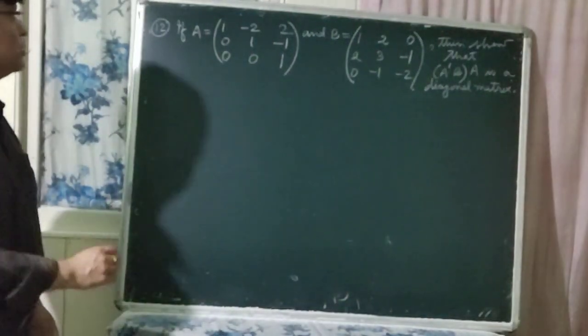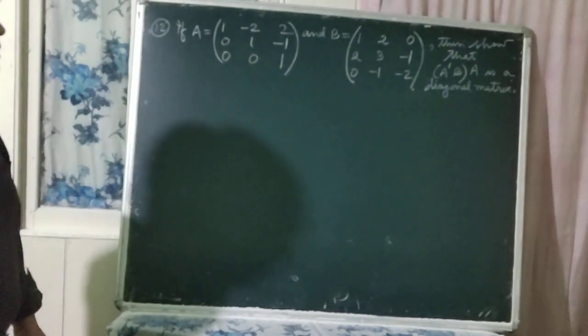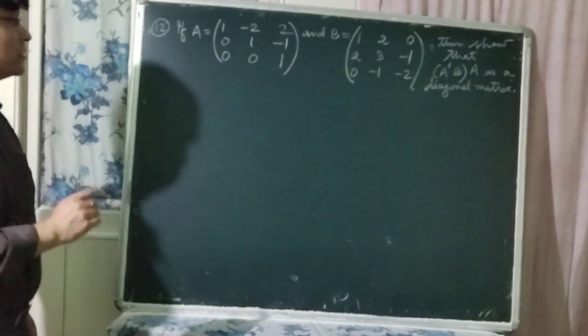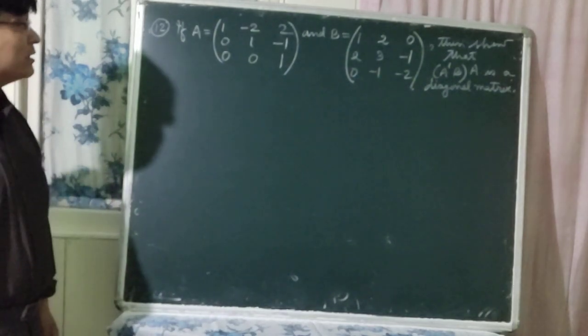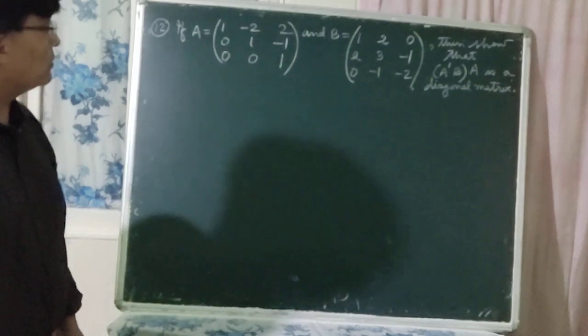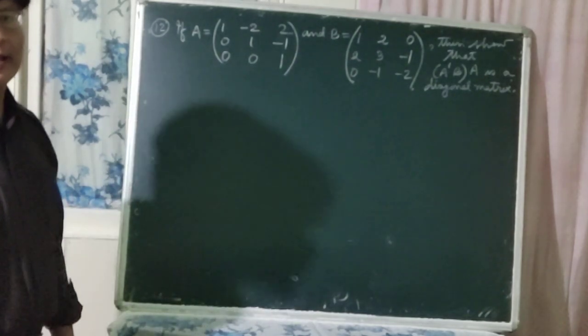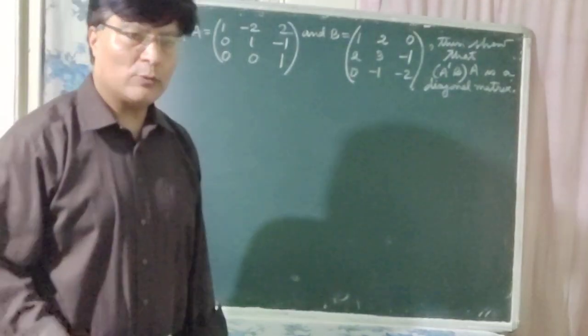Now, we will do question number 12. If capital A is equal to, in the first row, 1, minus 2, 2 are given. In the second row, 0, 1, minus 1, and in the third row, 0, 0, 1 are given. Okay? And what is the B matrix?